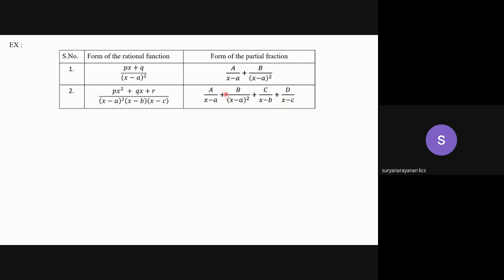After that, this is the first step. We had to identify whether the given rational function is a proper rational function or not. And the second step, we had to write partial fractions like this. And the third step, we had to find the values of A, B, C, D. Okay, that is the third step.